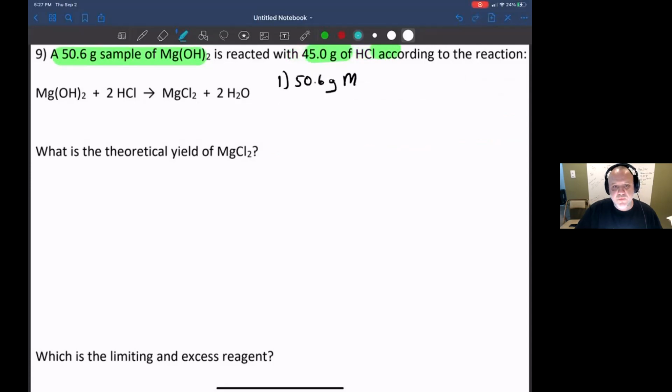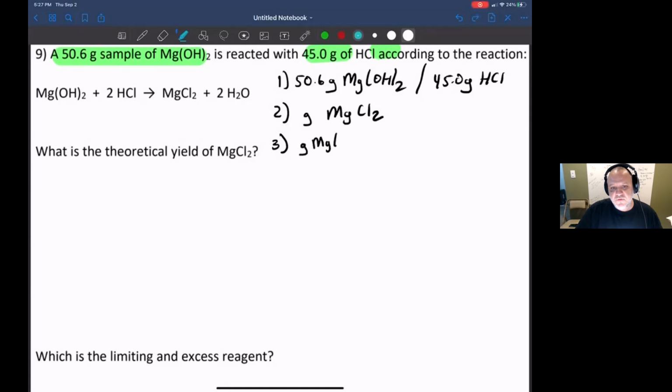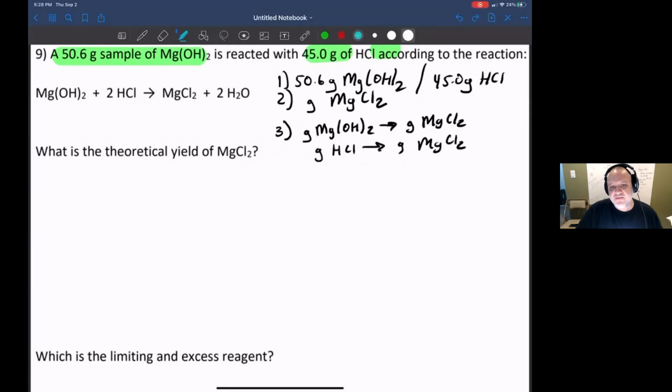We're going to still take what we're given. Now, this time we're given the two individual masses of the reagents. We want to calculate the theoretical yield of magnesium chloride in grams. And so what is the plan? We're going to have to calculate the maximum yield of both things. So that means we have to go from grams of magnesium hydroxide to grams of magnesium chloride, and we have to go from grams of HCl to grams of magnesium chloride. So we have to do stoichiometry twice.